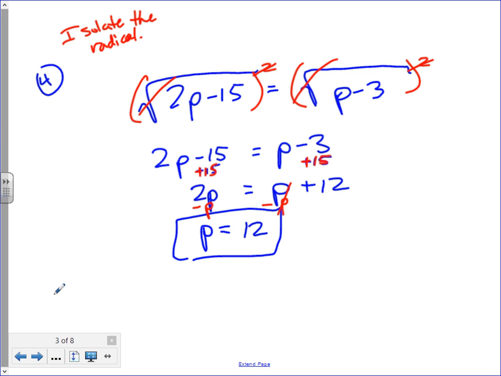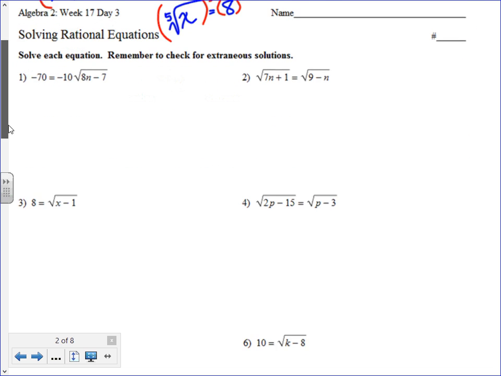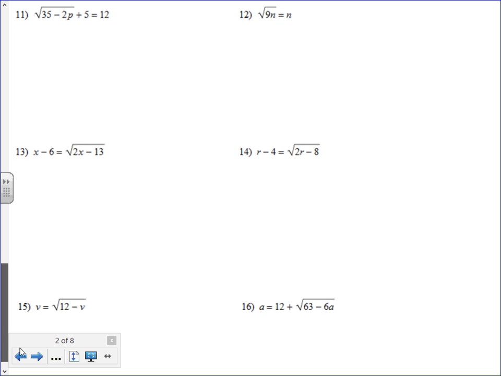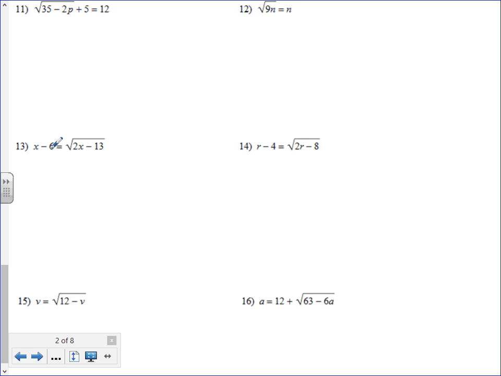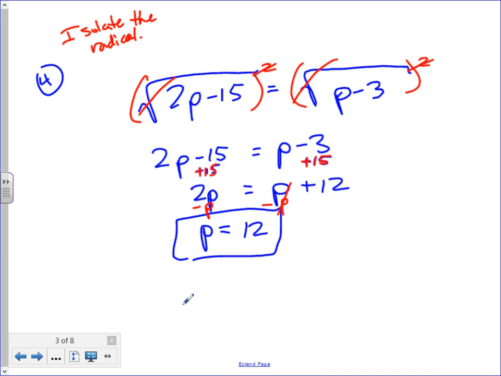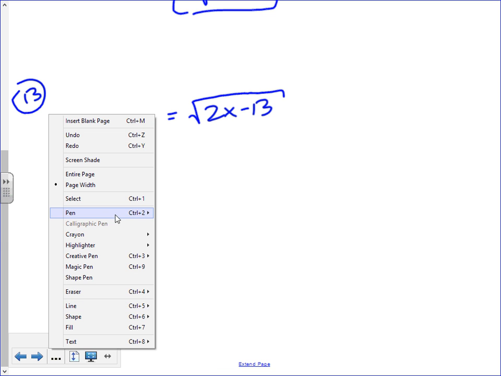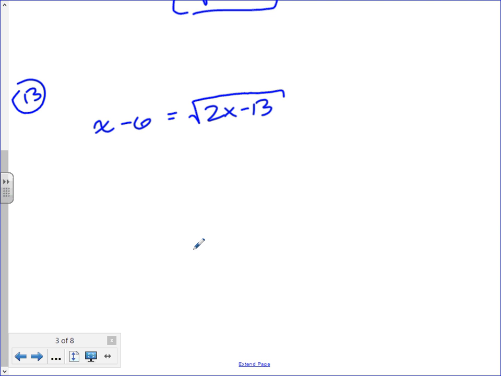All right, let's do just one or two more here. Go back and what was that other one? Take your paper and flip it over. Number 13. Yeah, 13. X minus 6 equals radical 2x minus 13. Okay, just to practice here. Okay, LaRonda, what's first?